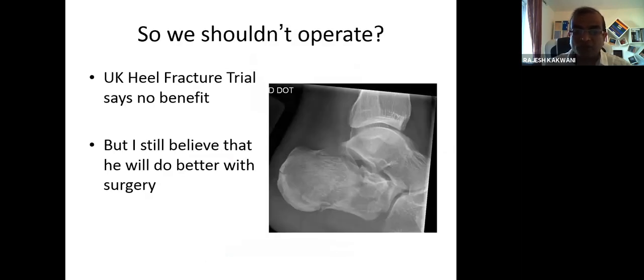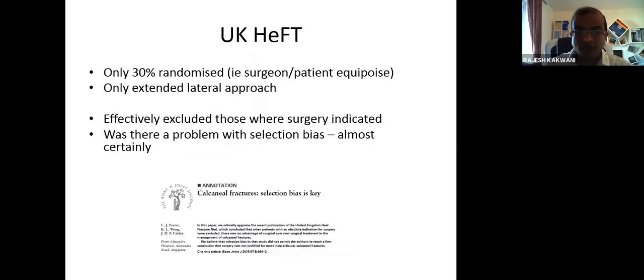Now, if we go back to our scenario, where we've got a young, cooperative, working patient who's a non-smoker, not much soft tissue injury involved, do we still operate on him or do we manage him conservatively? Because the UK HEAL trial says that there is no benefit, but I feel that I can make him better with an operation. So how do we do that?